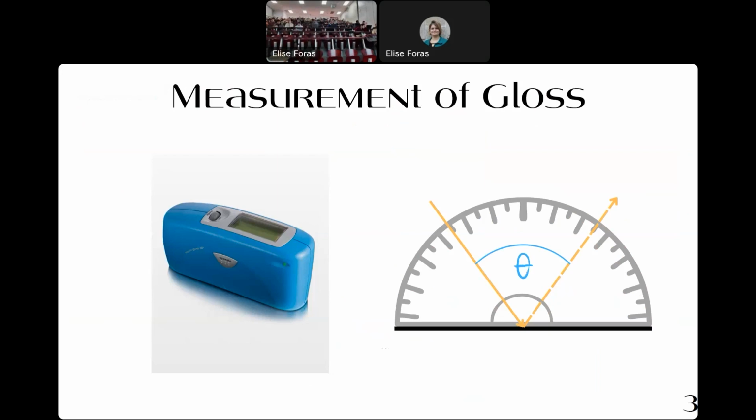But this instrument has limits. The first one is that there is a fixed number of angles. And the second one is the fact that it gives an approximate gloss unit value for whole surfaces. For example, for my whole hand, it will give one gloss value, but we can see that there is not the same gloss value for every part of my hand.